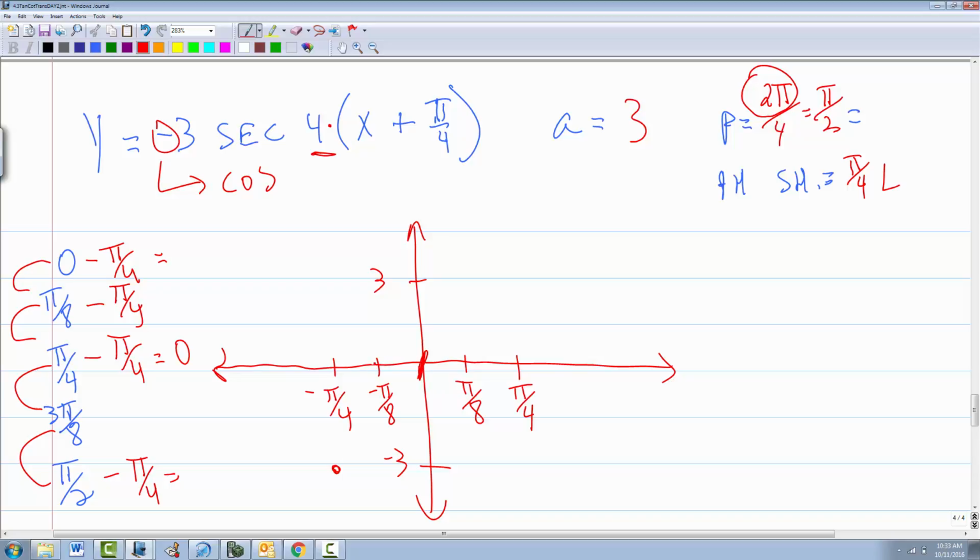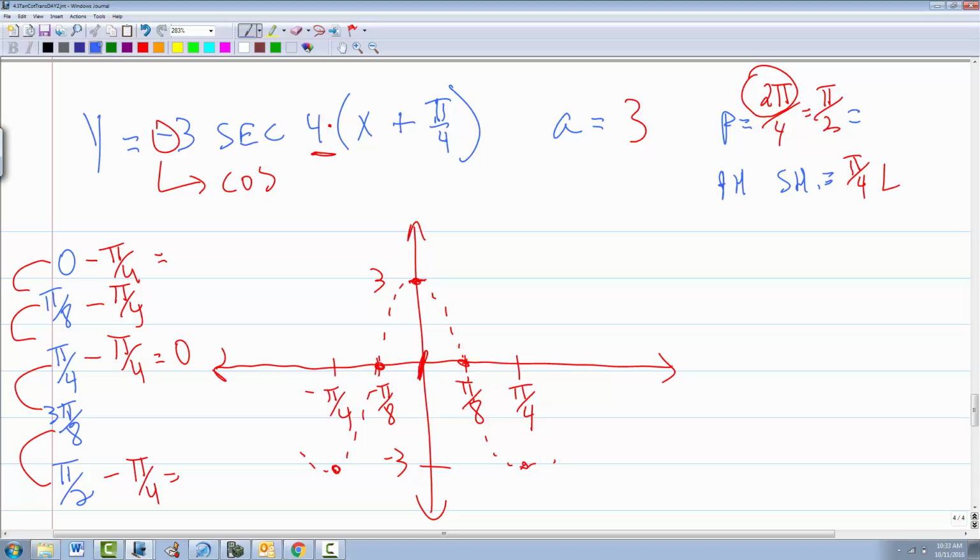What's negative pi over 8, comma? 0. What's 0, comma? 3. I think you get the rest. I can speed this up. Dotted line. I think most everyone dotted line their quiz. I was a little disgruntled if you didn't. And then we'll do another period after this.